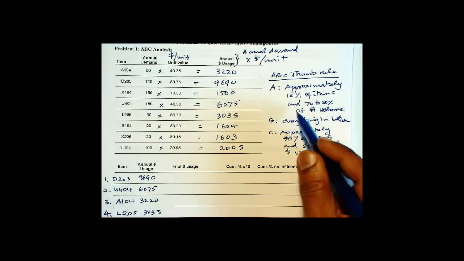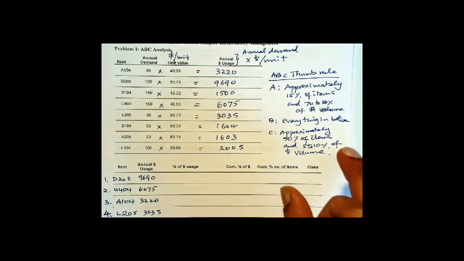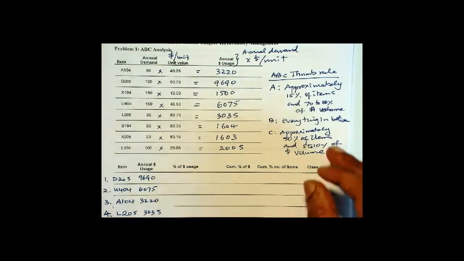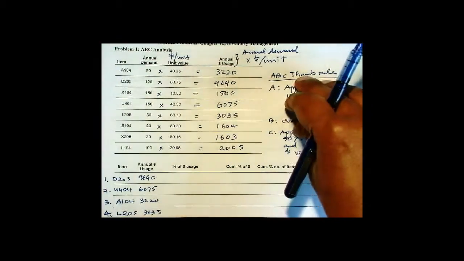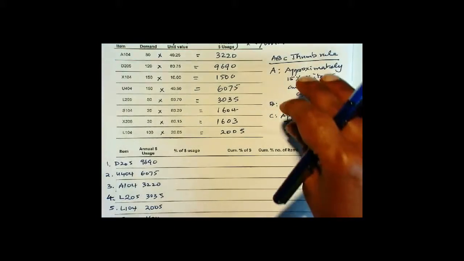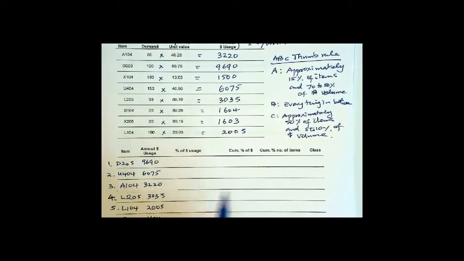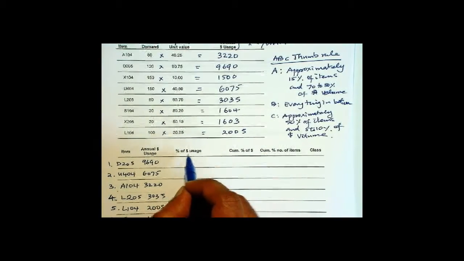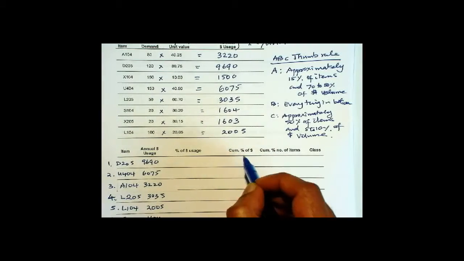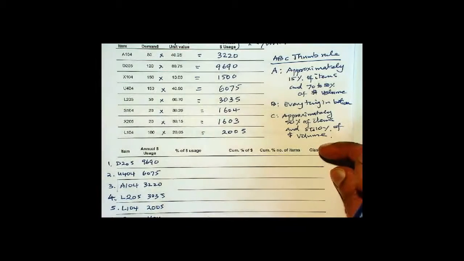So when there is a discrepancy in applying the thumb rule, since it's only a thumb rule, we have to be flexible. We should not try to force fit, and even if we try, we may not be able to force fit the thumb rule into the particular data that we have. So in order for us to reconcile this rule with this, you have to come up with the percentage of dollar usage and the cumulative percentage of dollar and cumulative percentage of number of items. So these three columns will help us figure out what the class of the item must be.